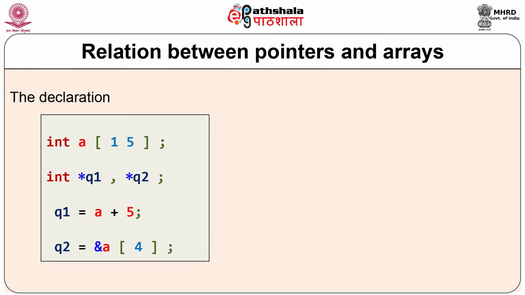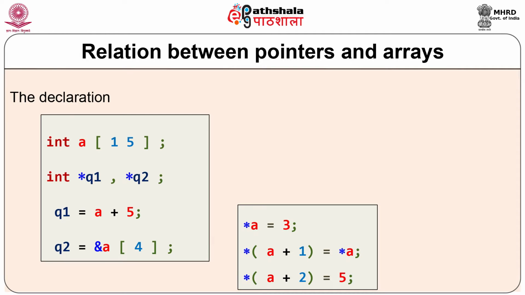You know, referencing and dereferencing of the pointers. This will set the first element of a to 3. Then copy this value to the second element in the second statement. Finally, we set the third element of array to 5.